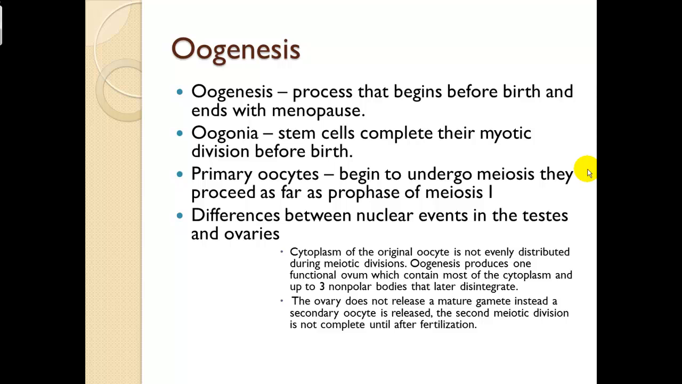Primary oocytes are what are going to develop into secondary oocytes, which we'll talk about in just a little while. Primary oocytes begin to undergo meiosis. They proceed as far as prophase of meiosis I. The differences between nuclear events in the testes and the ovaries: the cytoplasm of the original oocyte is not evenly distributed during meiotic divisions. Oogenesis produces a functional ovum that contains most of the cytoplasm and up to 3 polar bodies that later disintegrate.